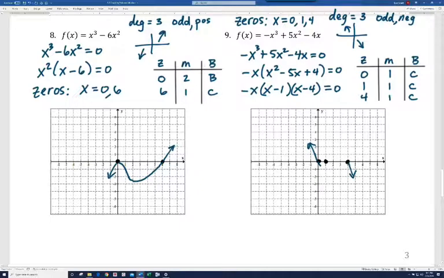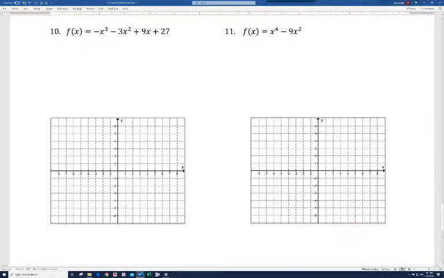We don't know how far we're going to go down, but eventually we have to go back up and we'll cross. And again, we'll come back down and we'll cross. Notice that that does match our end behavior there, so we're good. Let's move on to the next slide.